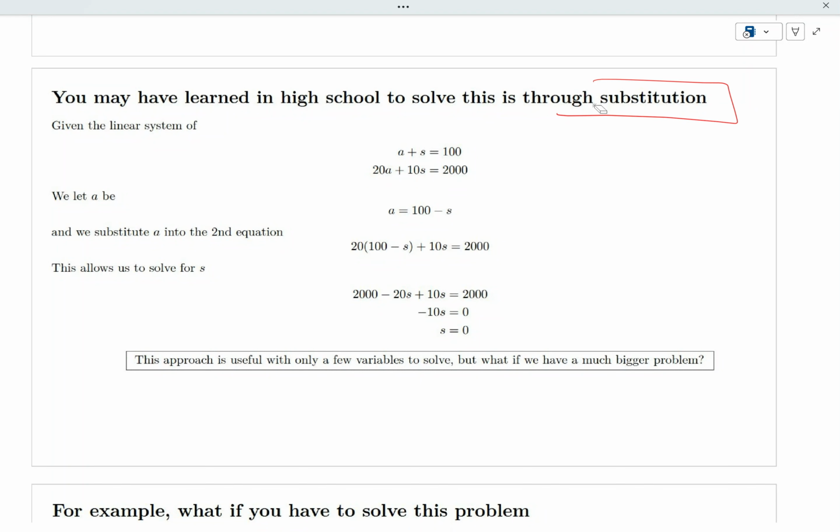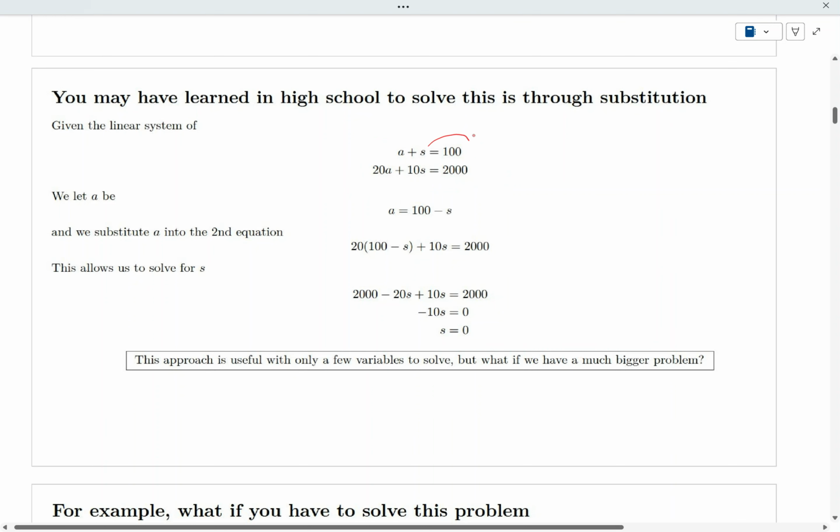And basically, we have two equations, right? Let's look at the first equation. Well, we can convert this first equation by solving for a. So if we have a, move the s here, minus s. We now know that a can be represented in terms of s. And all we have to do now is plug this a into this equation to get rid of a, right? If we plug it in for a, we end up getting here.